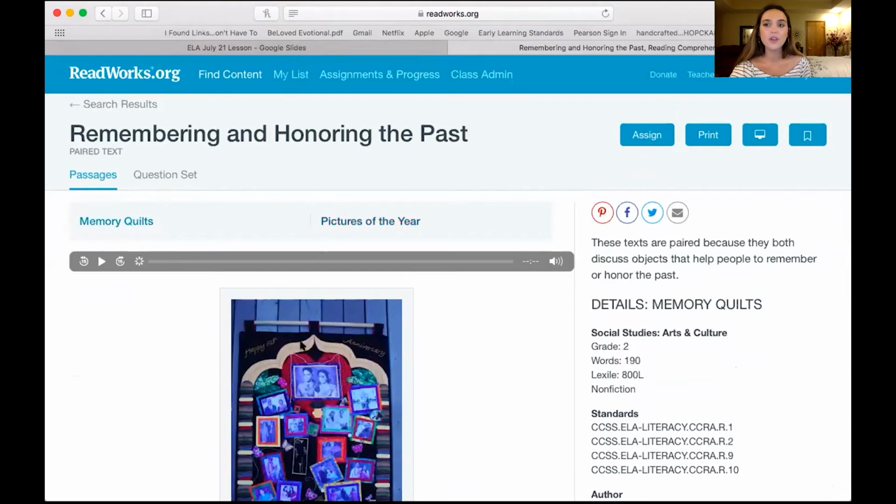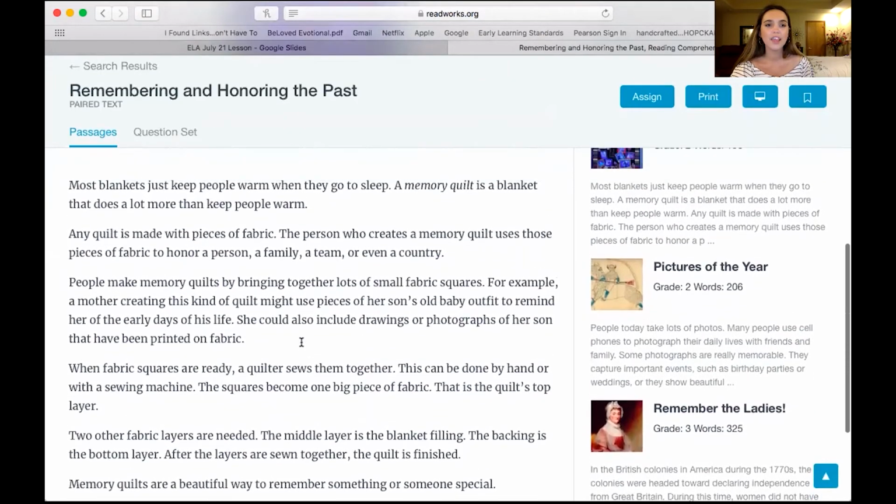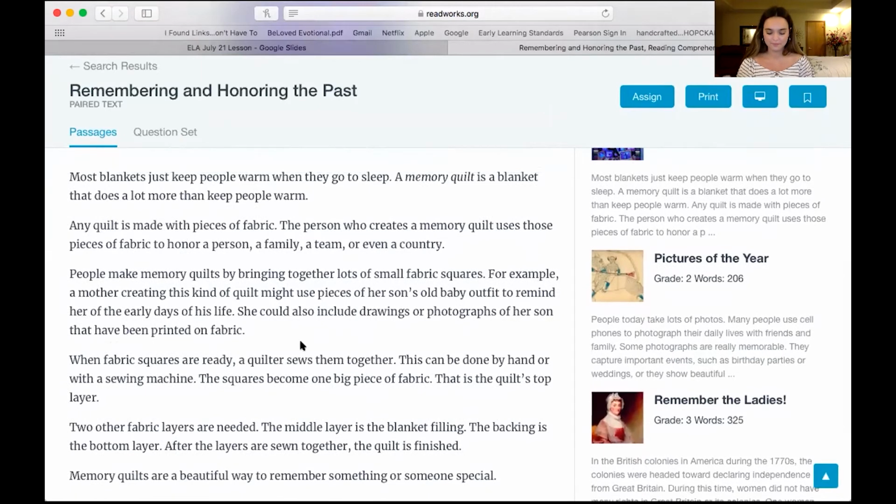Pictures of the year. So now we are going to memory quilts. I think I can fit this whole thing. There we go, right there. Okay, hopefully you guys have been able to see and read through these passages again.